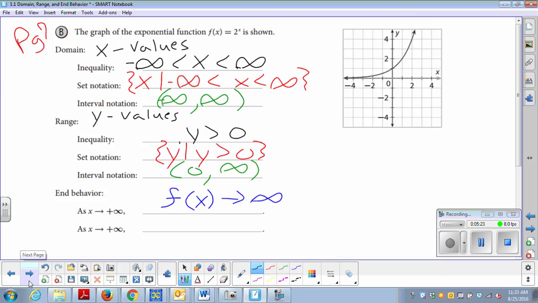Next, and this should say negative, but as f of x goes to negative infinity, going to the left, y gets closer and closer and closer to 0. Okay, so that's the domain, range, and end behavior.